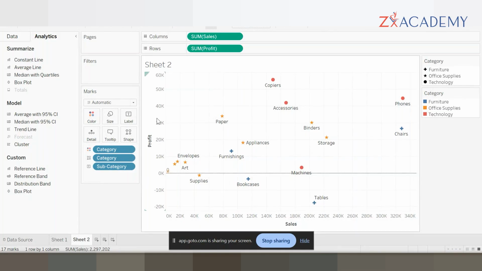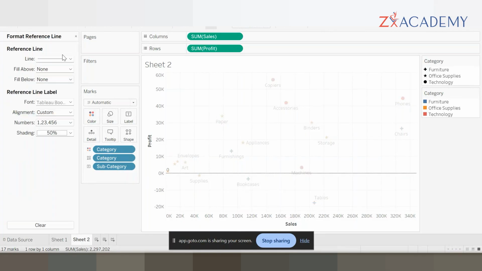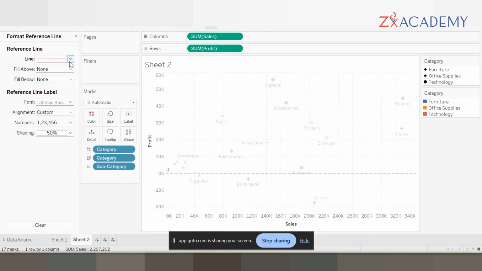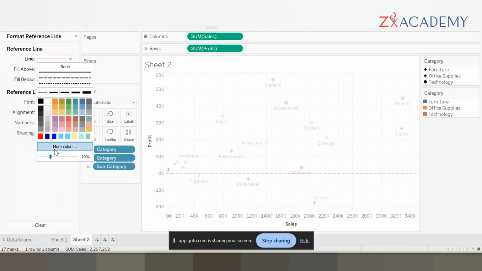You can see. And you want to format this line. So I can just right click on this particular line, say format. I want to have a dashed line here. I want this to be in red color. I want it to be a little thick, dark, or transparency kind of things.